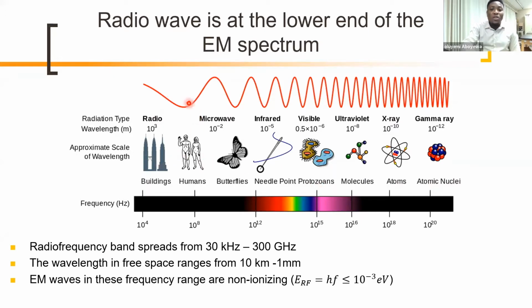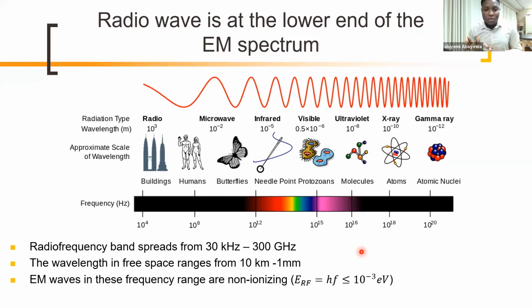So radio waves are on the lower end of the electromagnetic spectrum, and they spread from about 30 kilohertz to 300 gigahertz. Because we have the frequency and we know the speed at which this wave propagates is the speed of light, as mentioned in the previous lecture, 3 times 10 to the power of 8 meters per second, we can calculate the wavelength of this wave, which is just the distance between two crests. For radio frequency waves, they're in the range of 10 kilometers to 1 millimeter.